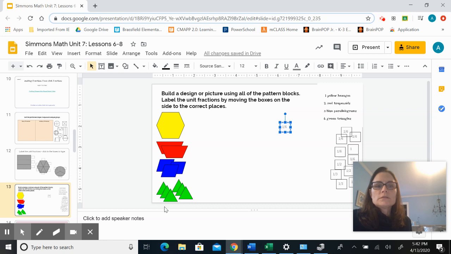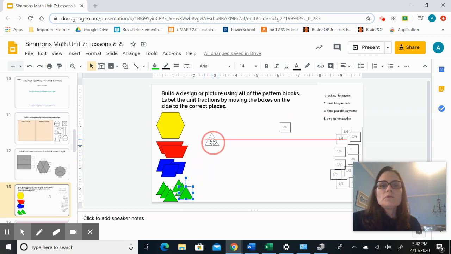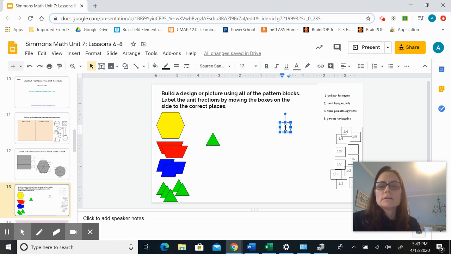So what shape does it take 6 pieces to cover the one whole? 6 parts, like partitioning or parts. So I'm going to say that it's the green triangle. I remember from lesson 6 that it took 6 green triangles, right? So, if I'm only using one of my green triangles for that, I know that that one green triangle is my 1/6.